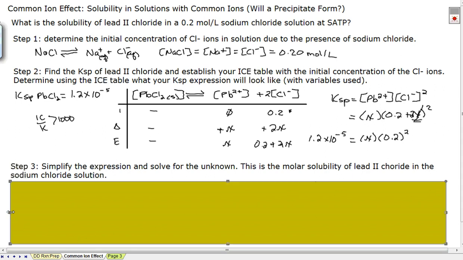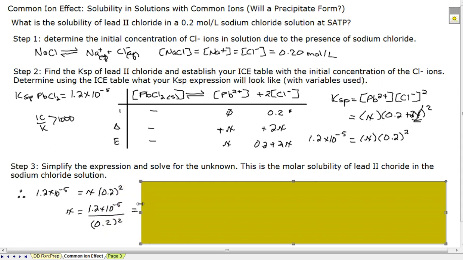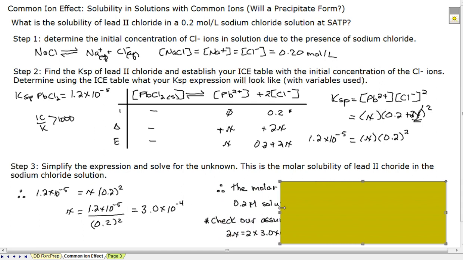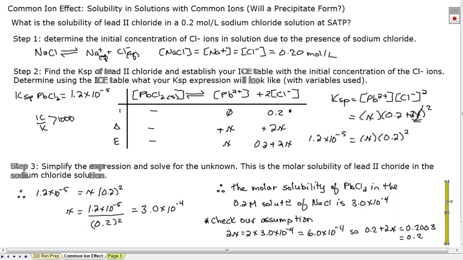So now, what's this going to look like? So we substitute everything in. So now this just becomes a plug and play. I just took what we've seen here and I plunked it there, rearranged it, flipped things around so that I got my x on the left and my numbers on the right, and I solved for my x value, which is 3.0 times 10 to the minus 4. So what does this mean? That means that the molar solubility of the lead(II) chloride in a 0.2 molar solution of sodium chloride is 3.0 times 10 to the minus 4.